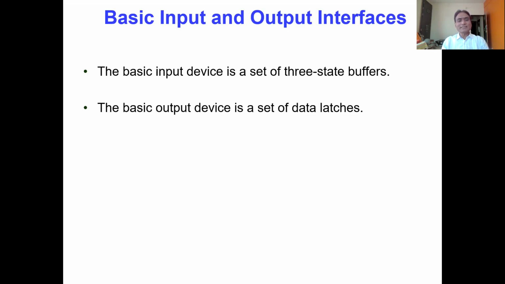Basic output device is a set of latches. So input device is going to be a buffer. Buffer means, buffer is the device which will enhance the current capacity of the output section.